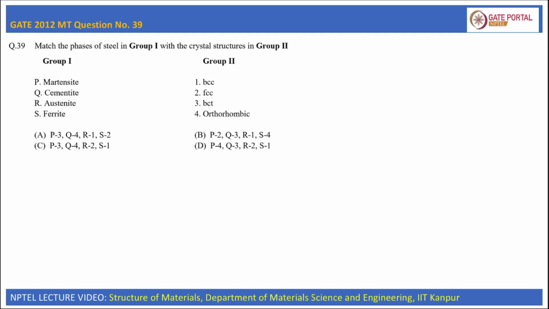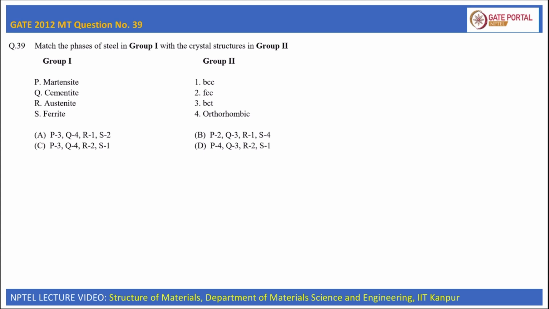This is question number 39 of GATE 2012 Metallurgical Engineering. Match the phases of steel in group 1 with the crystal structure in group 2. In group 1, different phases of steels are given: P. Martensite, Q. Cementite, R. Austenite, S. Ferrite. And in group 2, different crystal structures are given: 1. BCC, 2. FCC, 3. BCT, 4. Orthorhombic. So we have to match the phases of steel with their corresponding crystal structure.